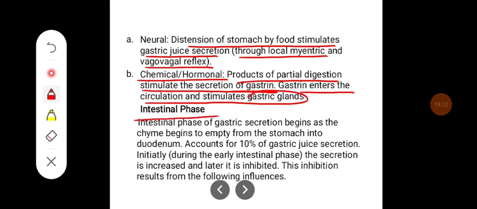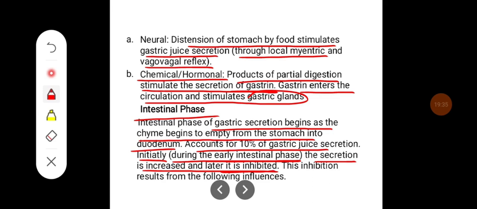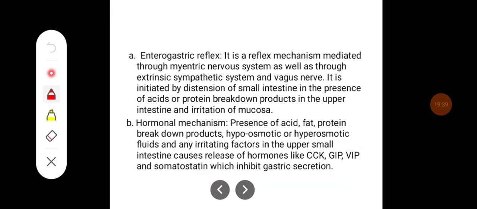Intestinal phase. The intestinal phase of gastric secretion begins as the chyme begins to empty from the stomach into the duodenum. This accounts for 10% of the gastric juice secreted. Initially, in the early part of the intestinal phase, the secretion is increased, and later it is inhibited. This inhibition results from the following influences. It occurs mainly because of the enterogastric reflex and hormonal mechanisms.